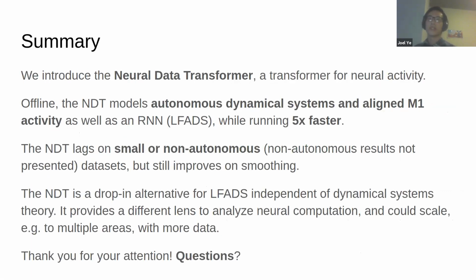So in summary, we've introduced the neural data transformer, which is a transformer for neural population activity. And offline, this transformer models autonomous dynamical systems and aligned M1 activity as well as a recurrent neural network, and it runs 5 times faster. So currently it does lag on small and non-autonomous data sets, but it still improves on smoothing.